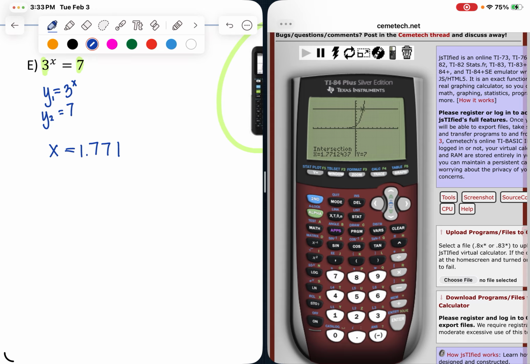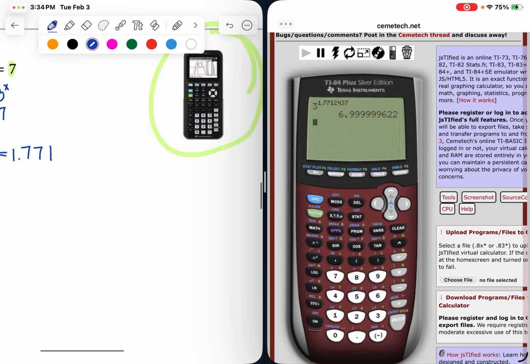So if you look at that decimal, I rounded it, but if I put 3 to that power, you should get around 7. See? Okay. It cut it off, just like how we rounded, but it is the solution.